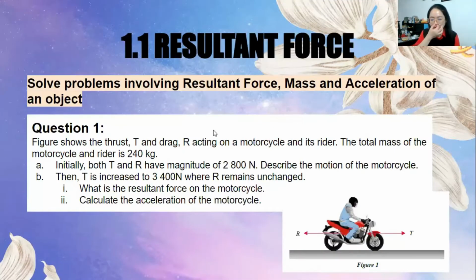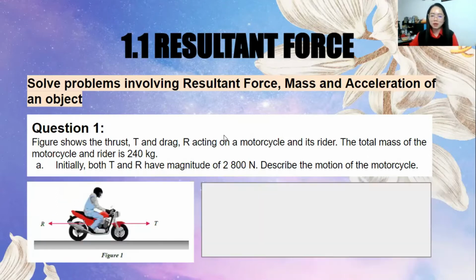Now, question 1 says, figure shows the thrust T and drag R acting on a motorcycle and its rider. The total mass of the motorcycle and the rider is 240 kg. Initially, both T and R have magnitude of 2,800 Newton. Describe the motion of the motorcycle. Then T is increased to 3,400 Newton, where R remains unchanged. What is the resultant force of the motorcycle? And calculate the acceleration of the motorcycle. So how to do the first one.